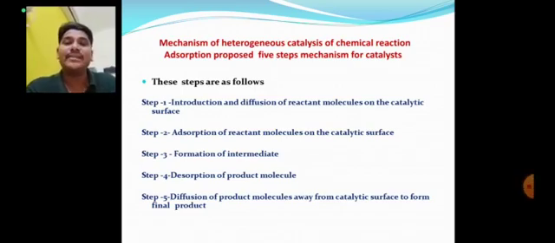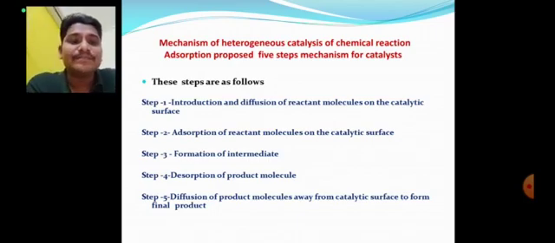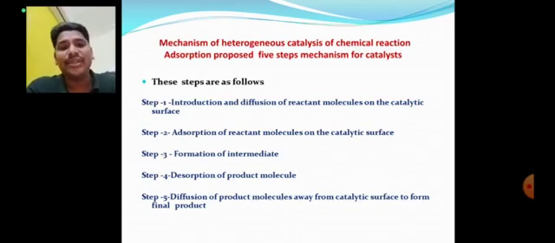Third one is the formation of an intermediate. These are the main and important parameters during the chemical process. Fourth one is the distortion of the product molecule. And the last one is the diffusion of the product molecule away from the catalytic surface to form the final product.